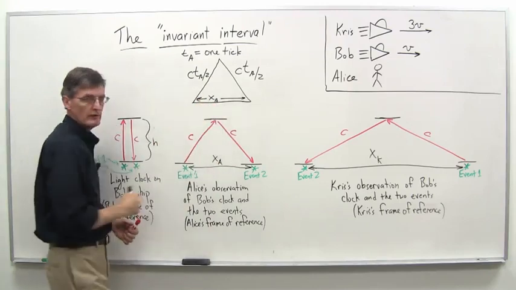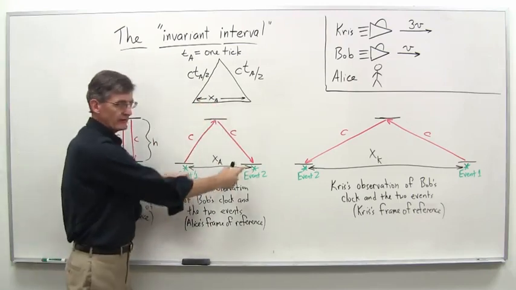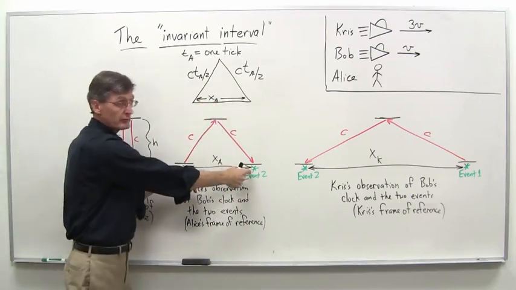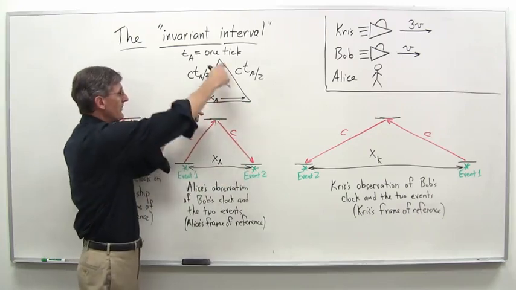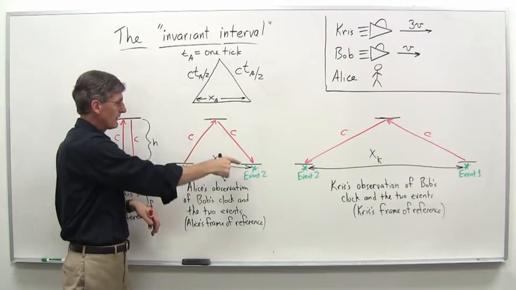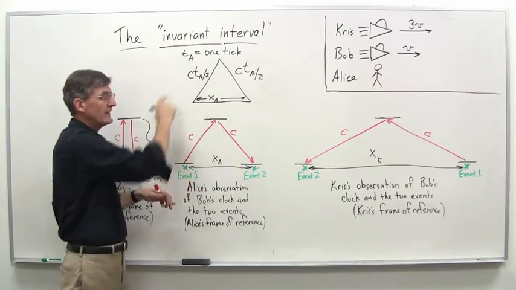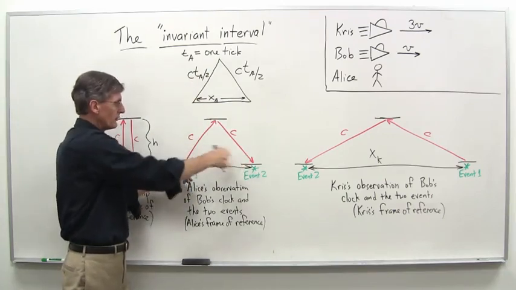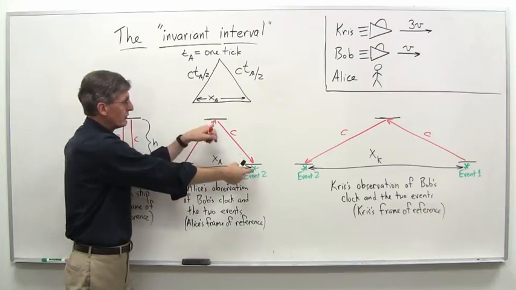I've just redrawn it up here. This is the distance xa. Just by definition, we say the distance between the two events, that's xa. The time of travel for the light pulse, up and back down again, is ta. So ta over 2 is up and ta over 2 is down.